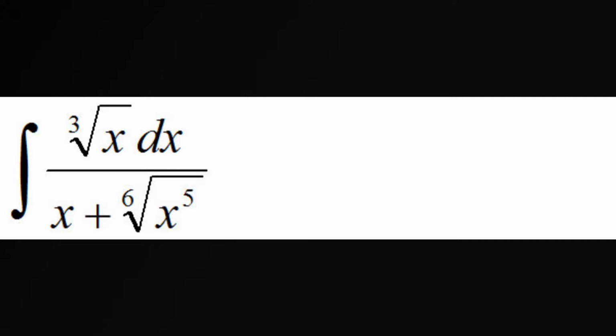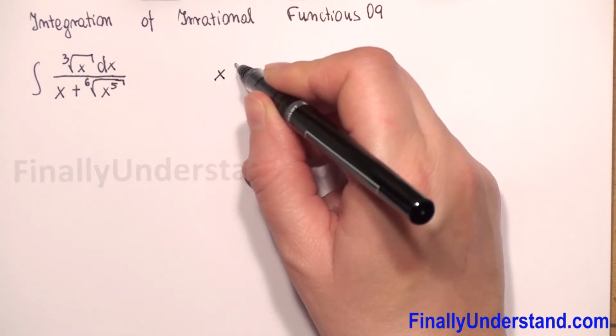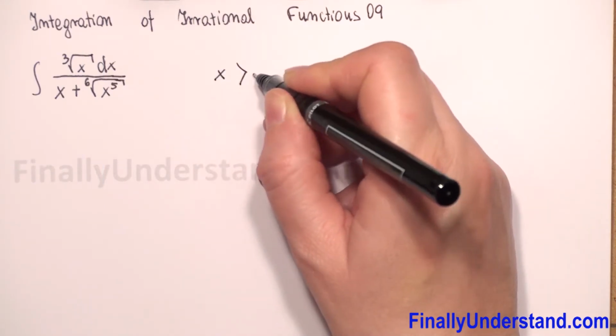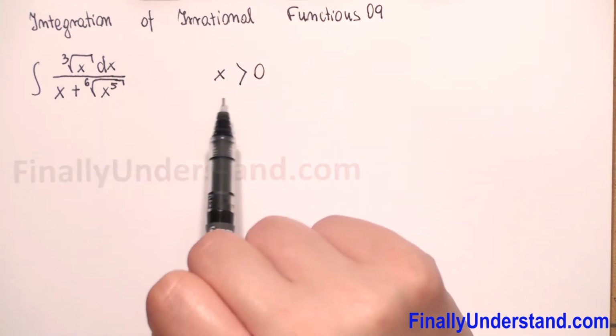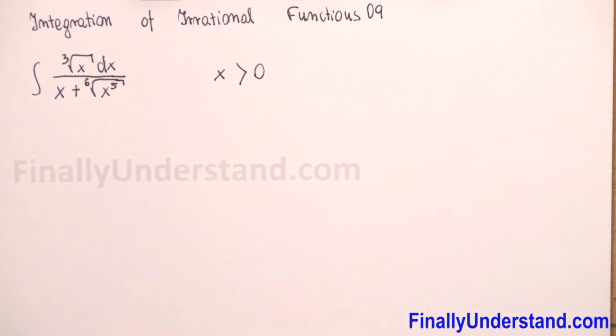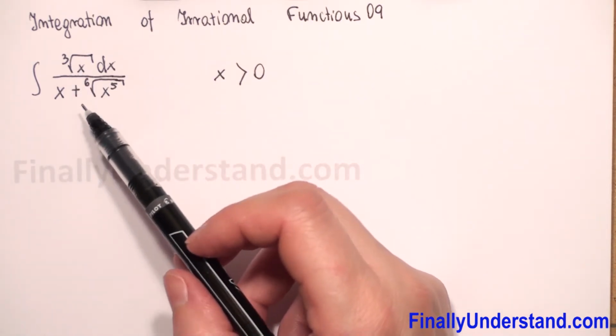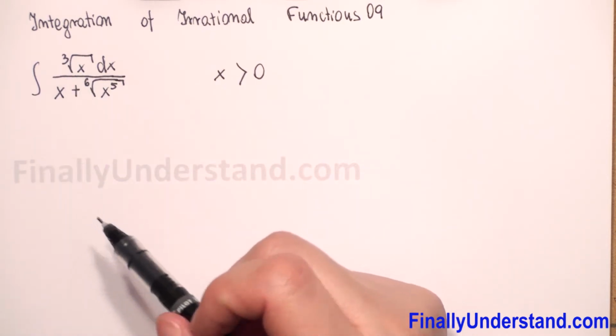Because we have the 6th root of x to the 5th power, x must be greater than 0. Because we cannot have 0 in the denominator, that's why I don't write here x greater than or equal to 0. Next, I will rewrite our cube root and 6th root in power form.